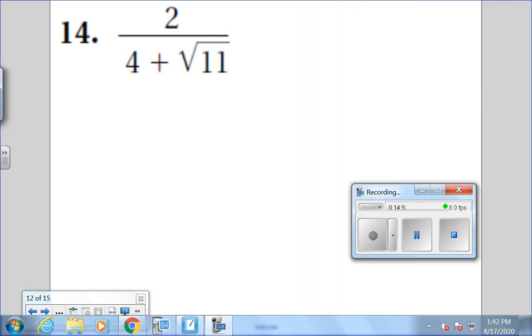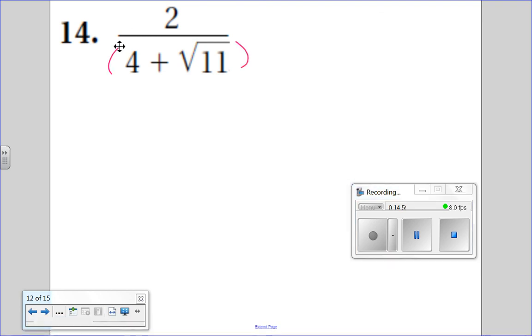All right, another problem where we have a 2-term denominator. As soon as I see those 2 terms, I plop those parentheses around there because we are about to use some conjugates. Do you know what our conjugate would look like? Take a guess. It would be 4 minus radical 11.